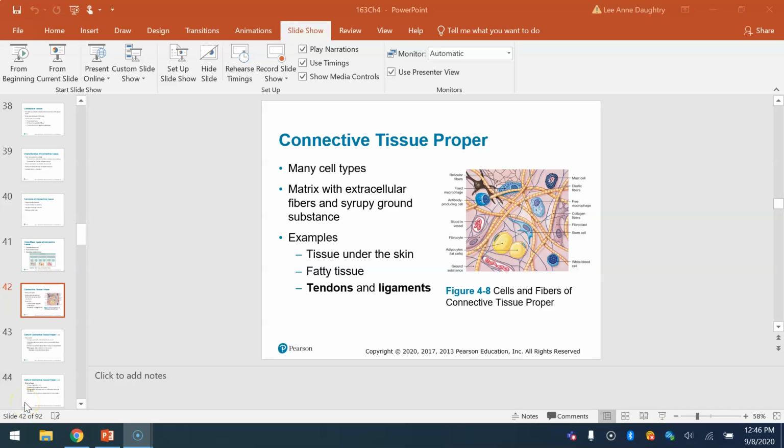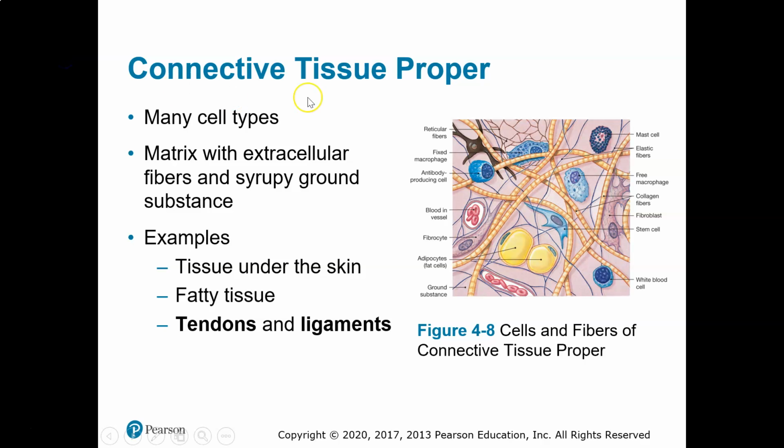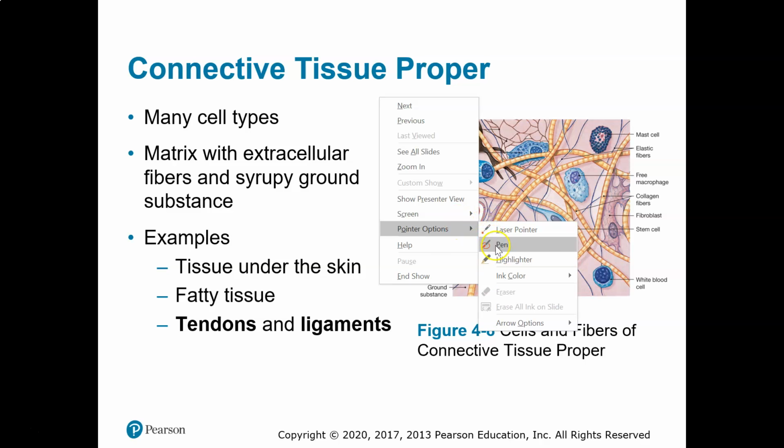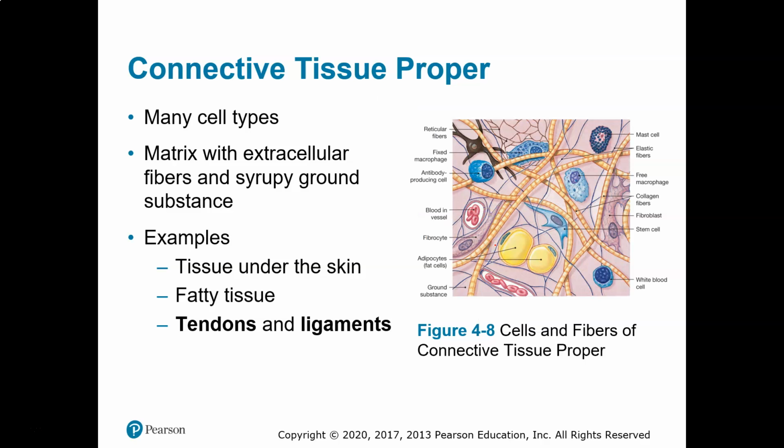This is part 3 on the tissue lectures, and we left off talking about connective tissue proper. Connective tissue proper is associated with having many different cell types instead of just one primary cell type.